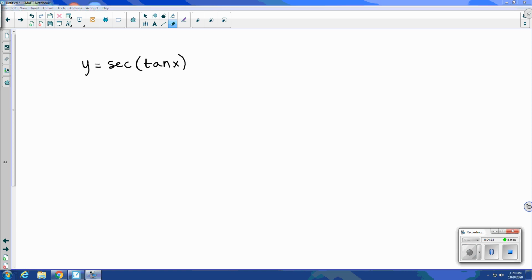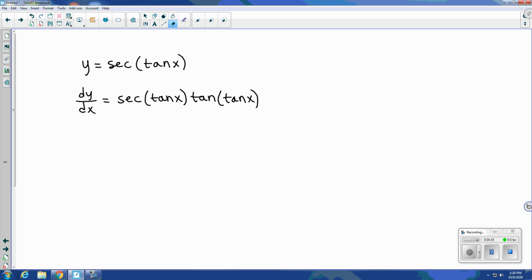Next we have a secant function composed with tangent. So again, composition, chain rule, derivative of the outer. So derivative of secant is secant x tan x. But instead of x, make sure it's still composed with tangent. Times the derivative of the inner. Derivative of tangent x is secant squared x. And there we go. There's your derivative.